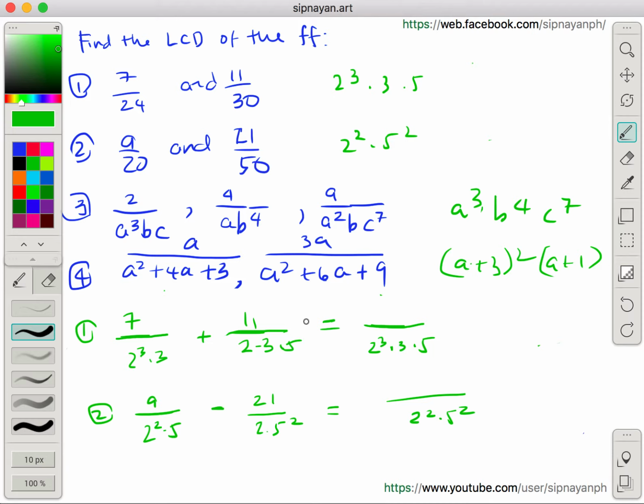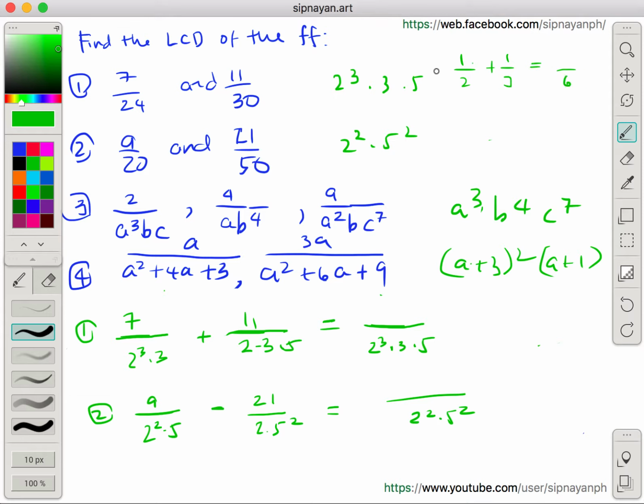And kung napanood niyo yung previous video natin, ginawa natin was to find the LCD of these rational expressions, no? Dito gagamitin na natin yung LCD to add or subtract these expressions, no? So kung naalala niyo, kung meron tayong in-add na fraction like 1/2 plus 1/3, ang LCD niya is 6.